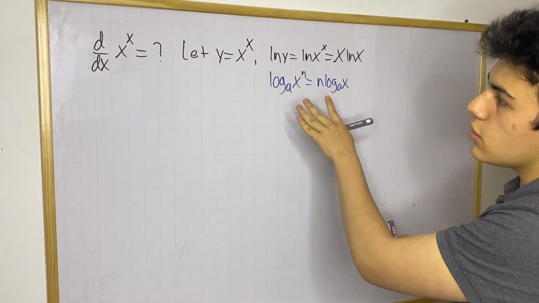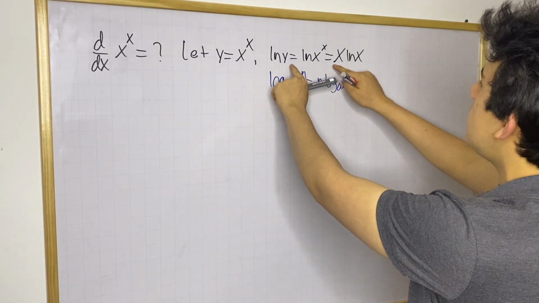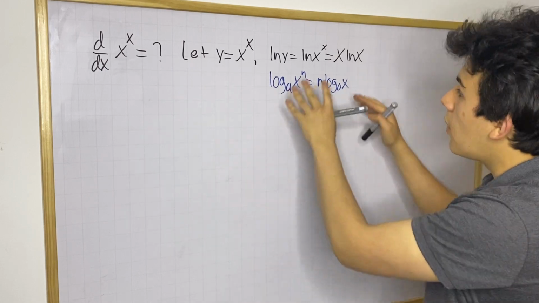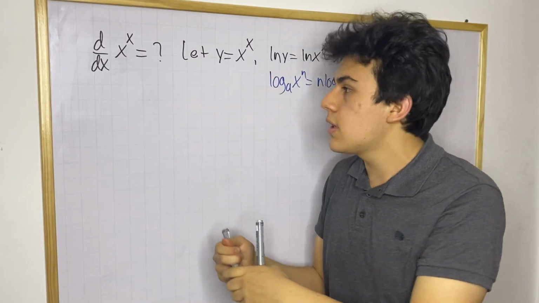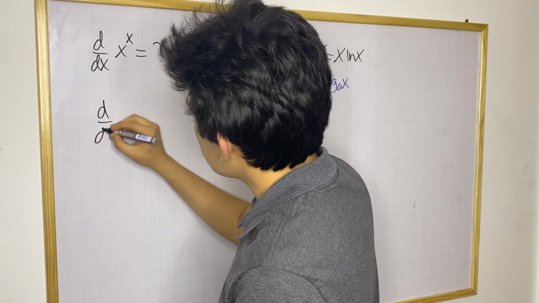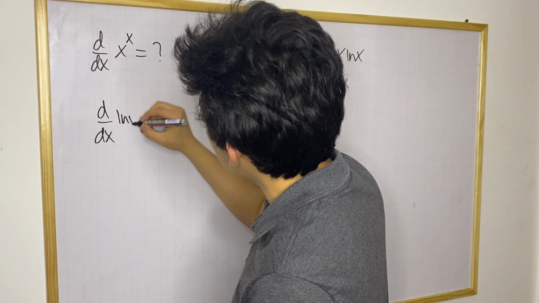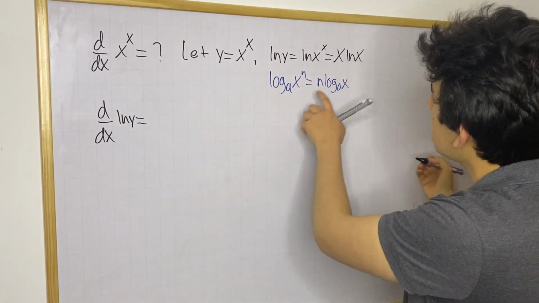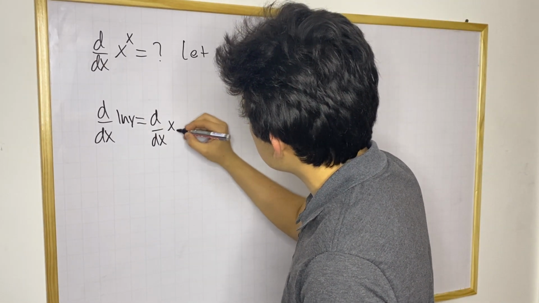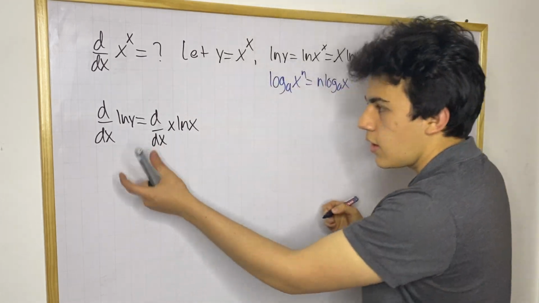Now this is pretty good because you can grab these two expressions and take the derivative on both sides, okay? So you're going to have the derivative with respect to x of ln y is going to be equal to the derivative with respect to x of x times ln x. Okay, this is what you get.